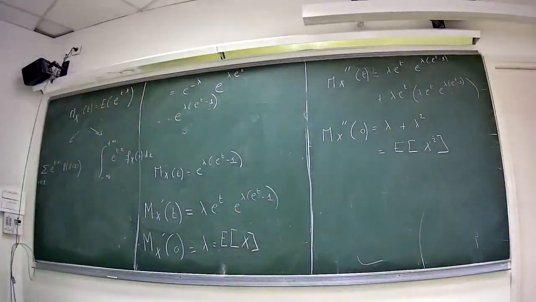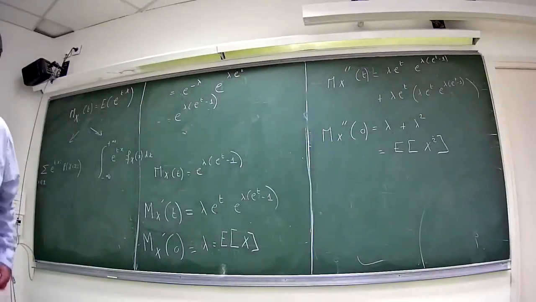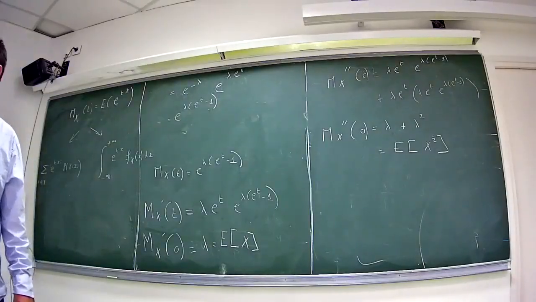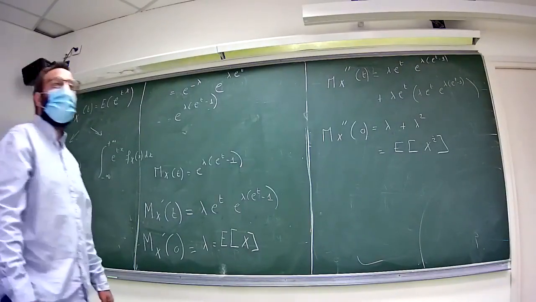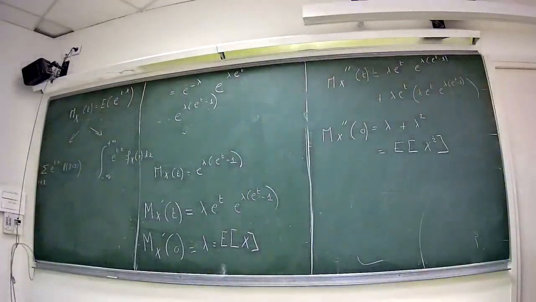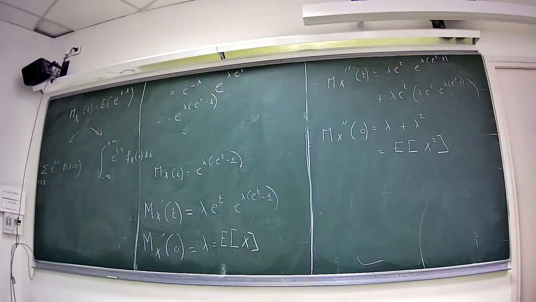So why have I done this little computation? I have done it because this mapping has a name: the moment generating function. What are the moments of a random variable? The moments are the generalization of the expectation, the expectation of the square, and so on. So the moments are the expectation of X squared, the expectation of X to the power 3, the expectation of X to the power 4, and so on.